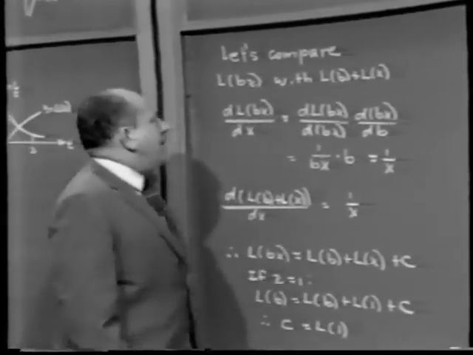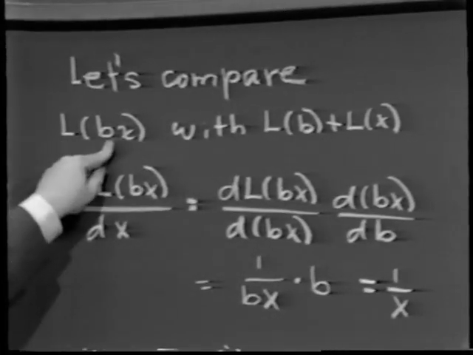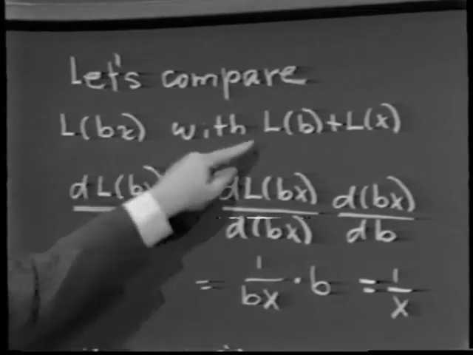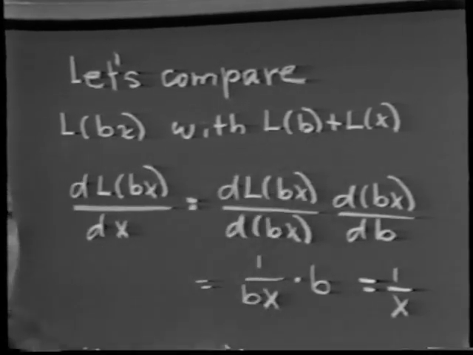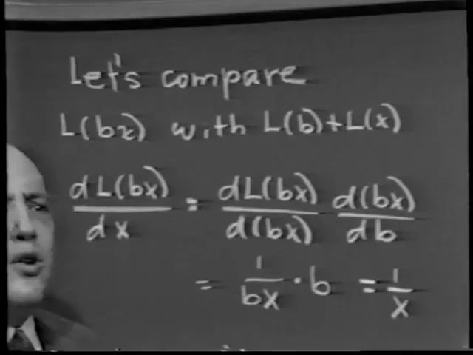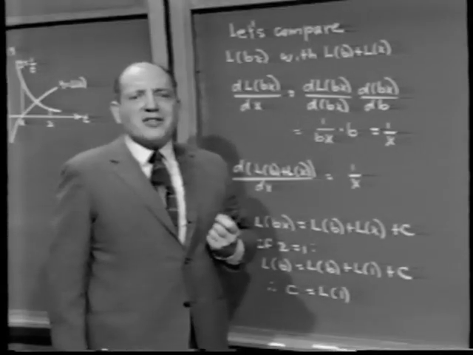Well, if L is to be a logarithmic function, if b is any constant, in particular, L of b times x had better be equal to L of b plus L of x. That's the definition of logarithmic. Now, we don't know if that's true. What do we have at our disposal to be able to see whether we can solve this problem or not?